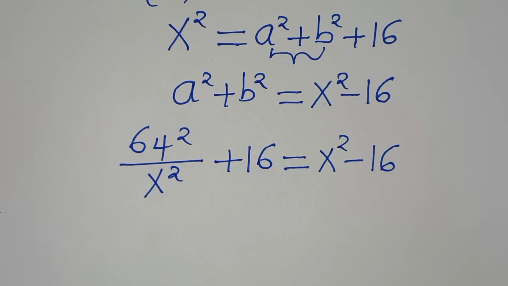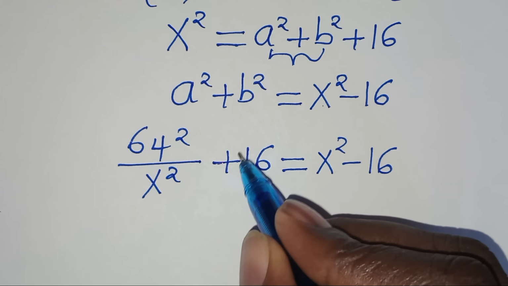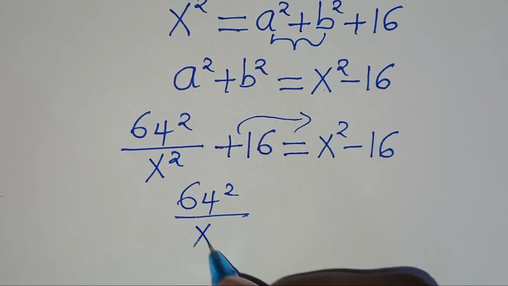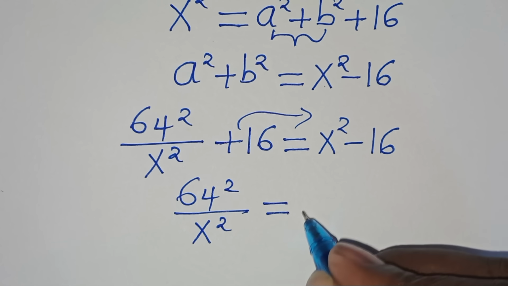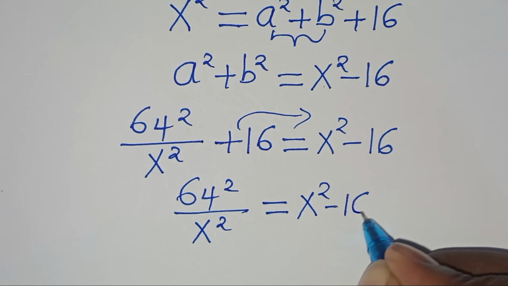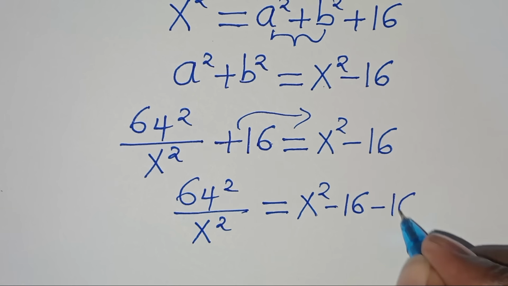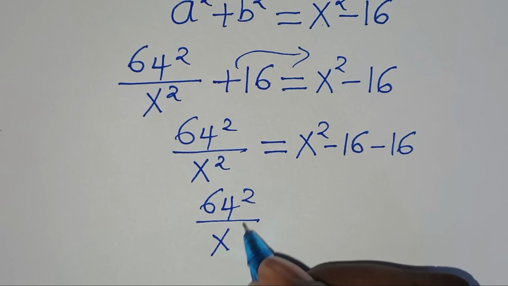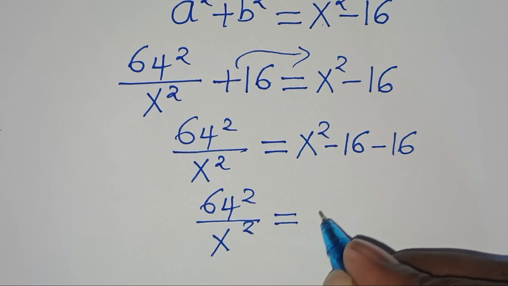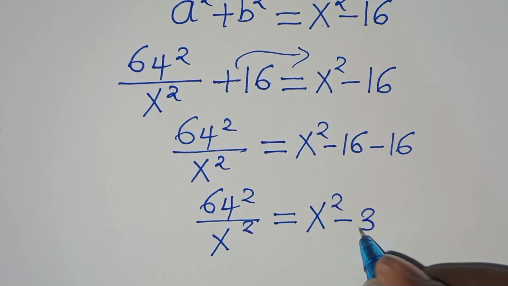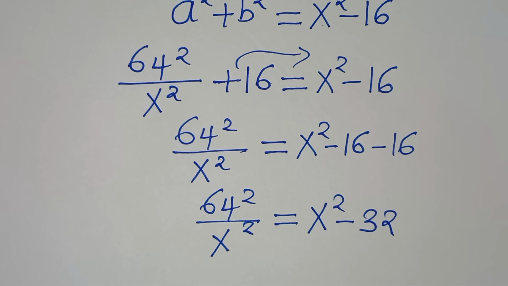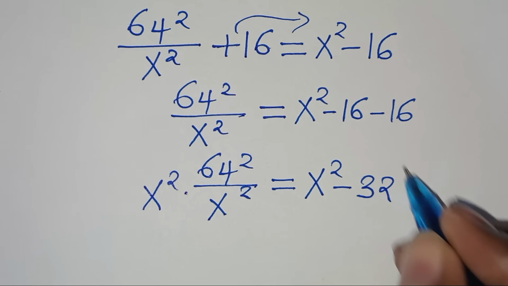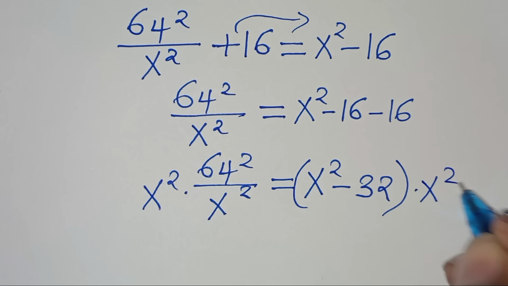Now, the next step from here, let's take plus 16 to the right hand side. So this means we have 64 squared over x squared. This is equal to x squared minus 16. Plus 16 becomes minus 16. So this is 64 squared over x to the power of 2. This is equal to x squared minus 32. The next step is to multiply on both sides by x to the power of 2.